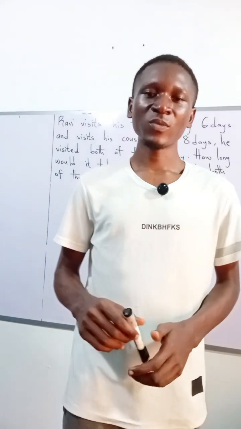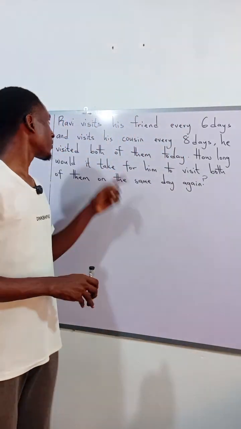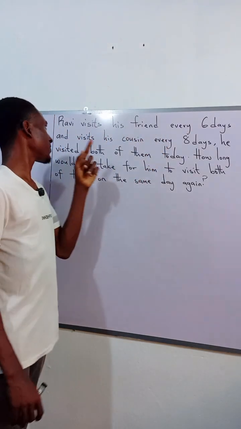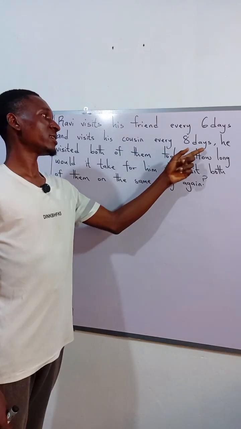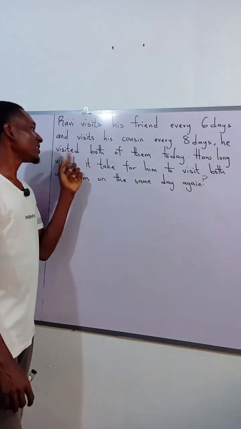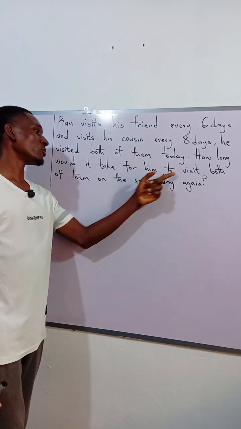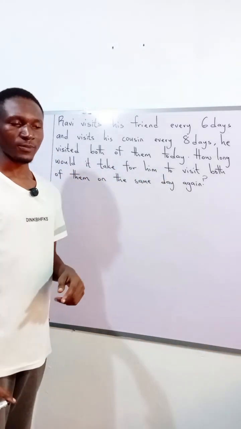Hi everyone, let us look at the question on the board. Ravi visits his friend every 6 days and visits his cousin every 8 days. He visited both of them today. How long would it take for him to visit both of them on the same day again?